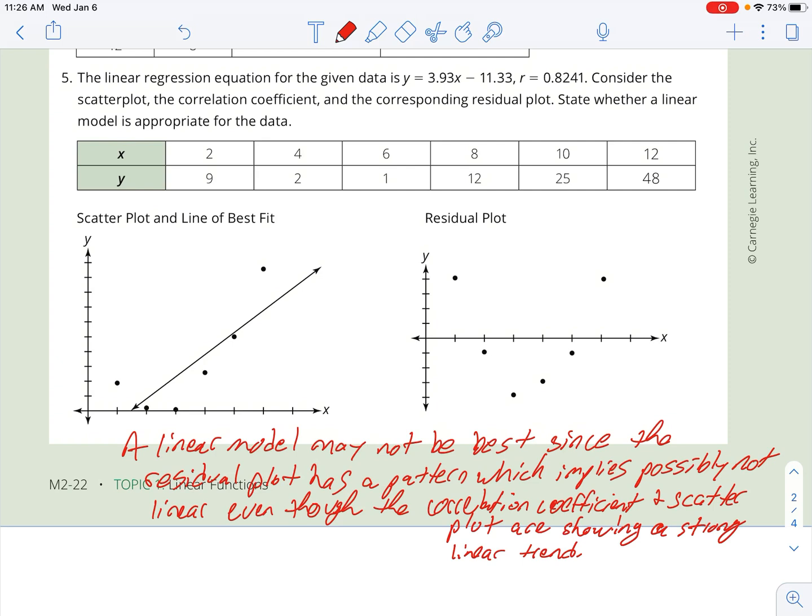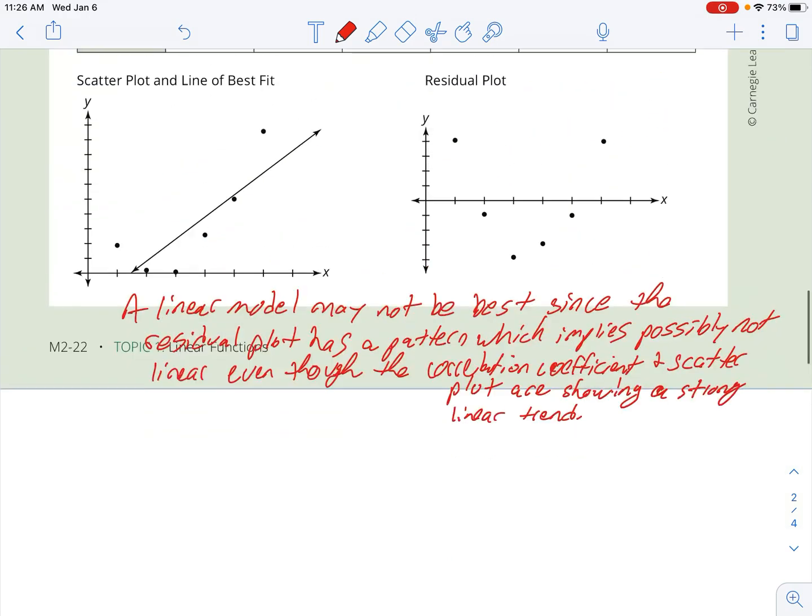I'm looking to see if there's a pattern there, and there is, and that tells me that it's probably not going to be linear. All right, we'll pause it there.